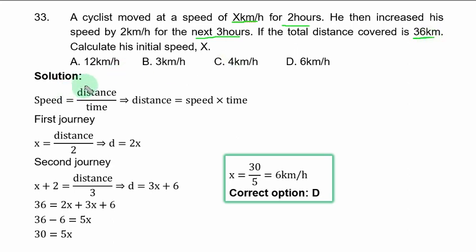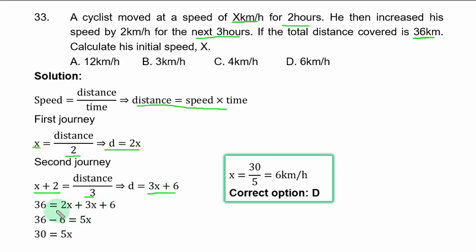So speed is distance over time, and from there, distance is speed times time. So first journey, the speed is s and the time is 2 hours. So distance is 2s. For the second journey, he increased the speed by 2, so you have s plus 2. The distance is unknown, while the time for that journey is 3. So distance becomes s plus 2 times 3, that is 3s plus 6.